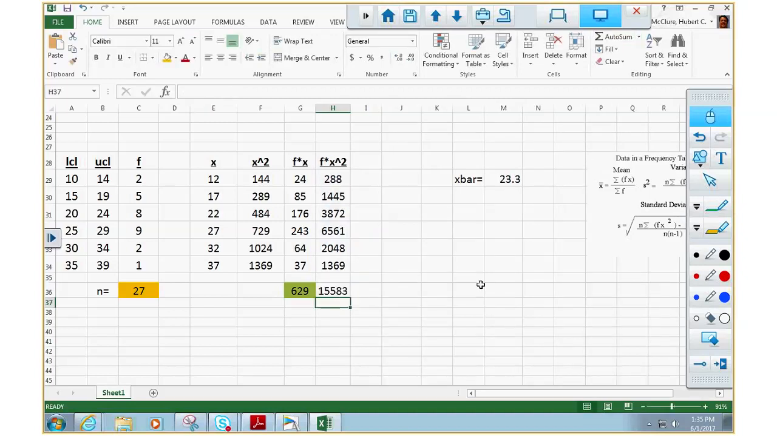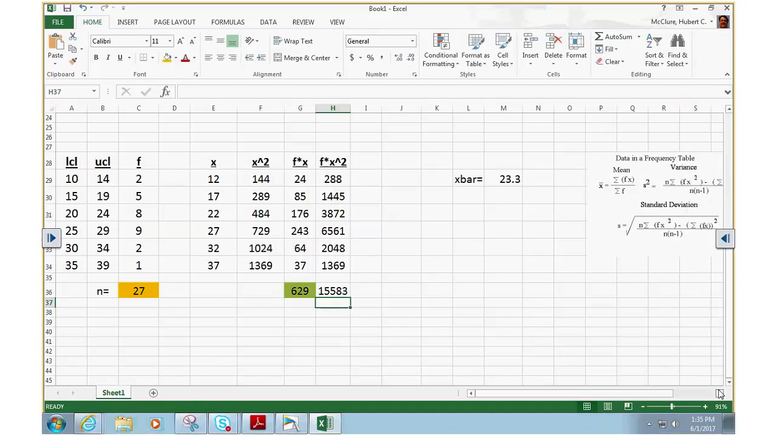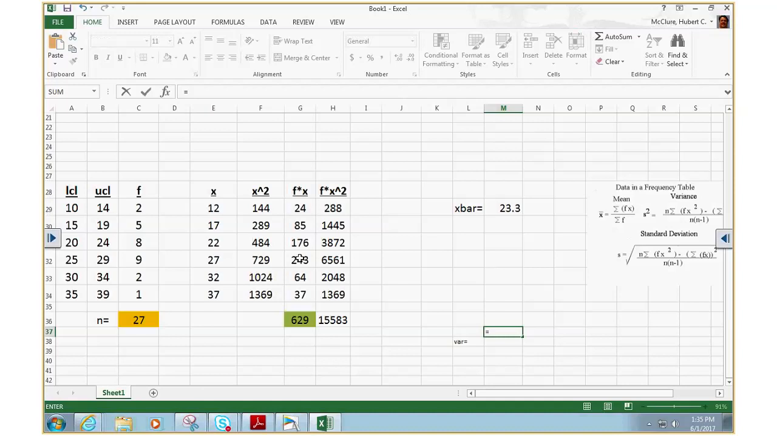Okay, now we've got everything to do the mean and the standard deviation. So I'm going to go down here and put variance. What's n? n is equal to 27. And then what are we going to do? The summation of f times x squared, that's right here.